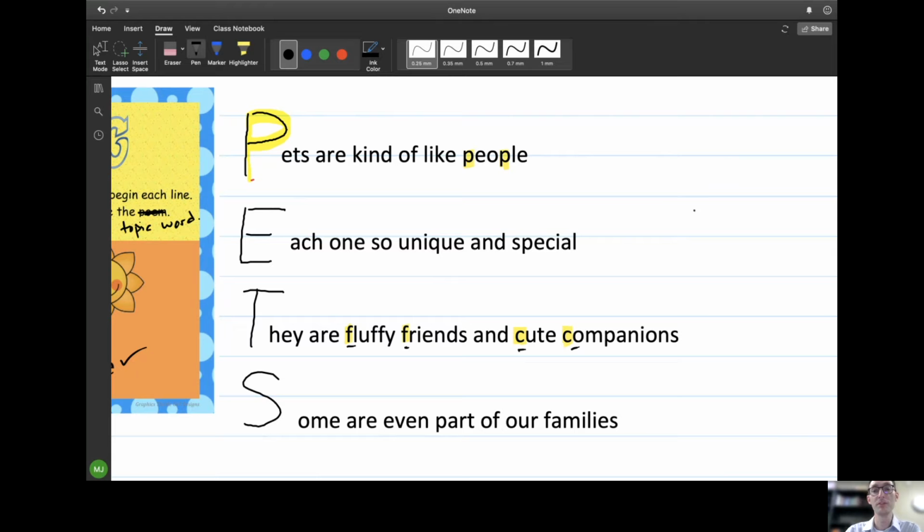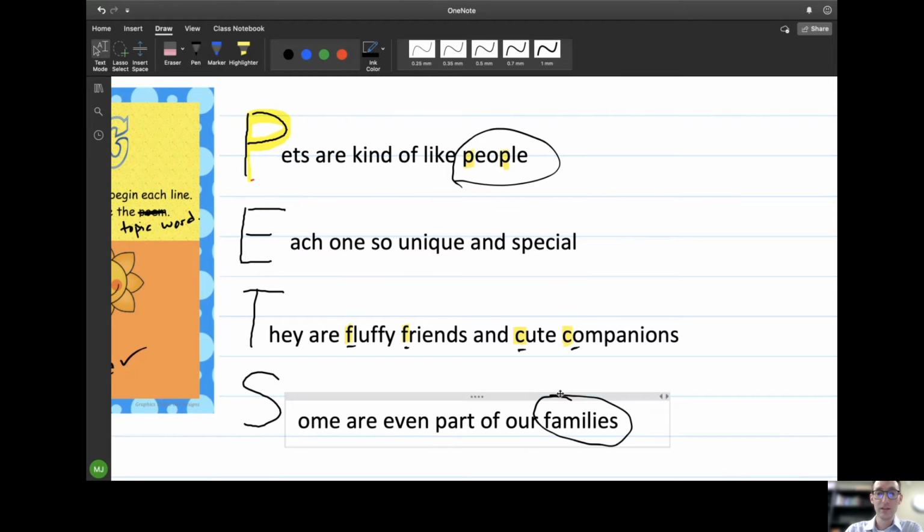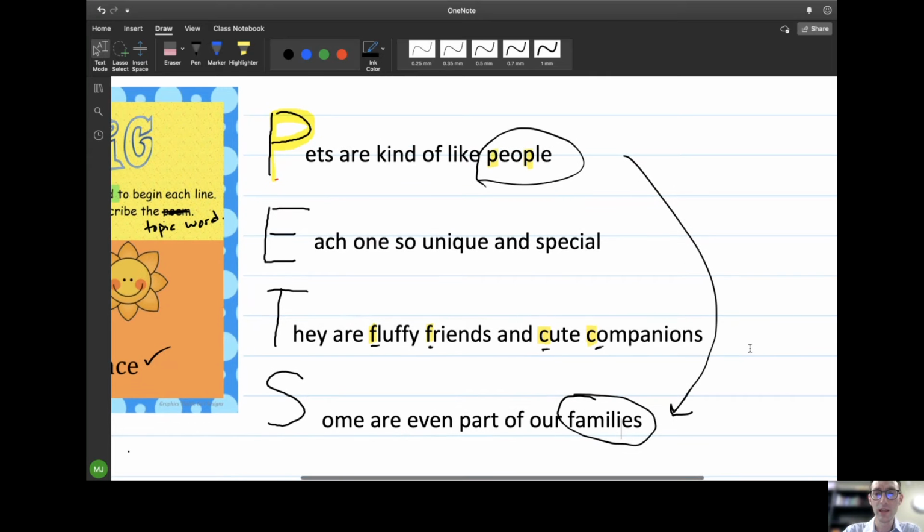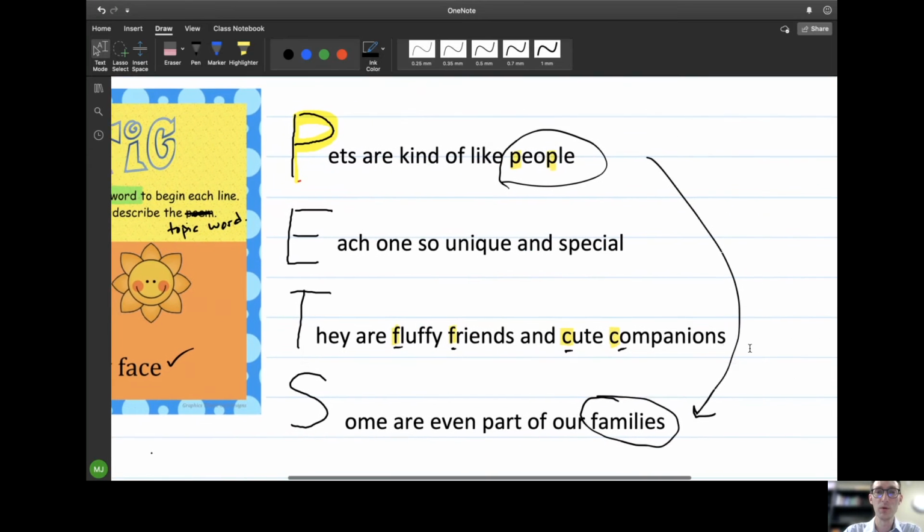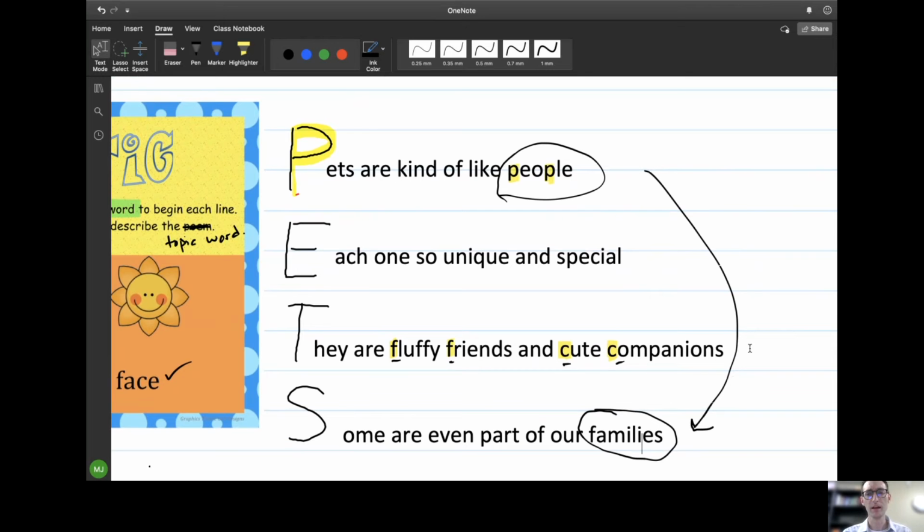Some are even part of our families. And you see how it moves from pets just being kind of like people at the beginning, and at the end they're even part of our families, some of them. So there's a progression here from just being kind of like people to being not just like any people, but being like our families. So it's a really interesting way to look at poetry, by examining it and using poetic devices like alliteration.